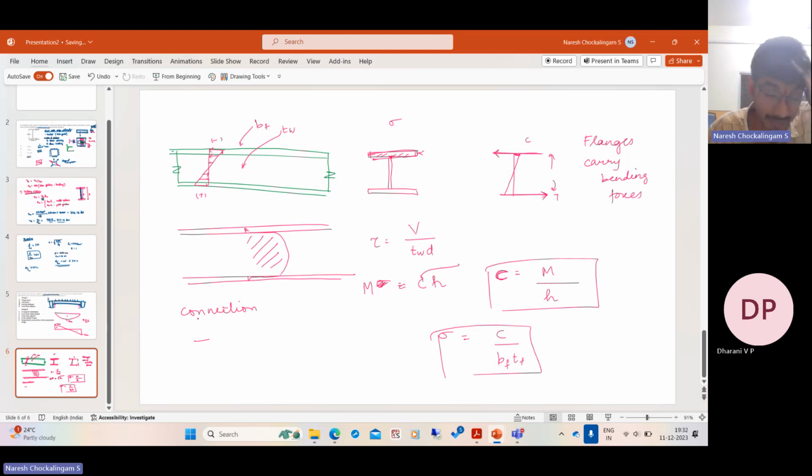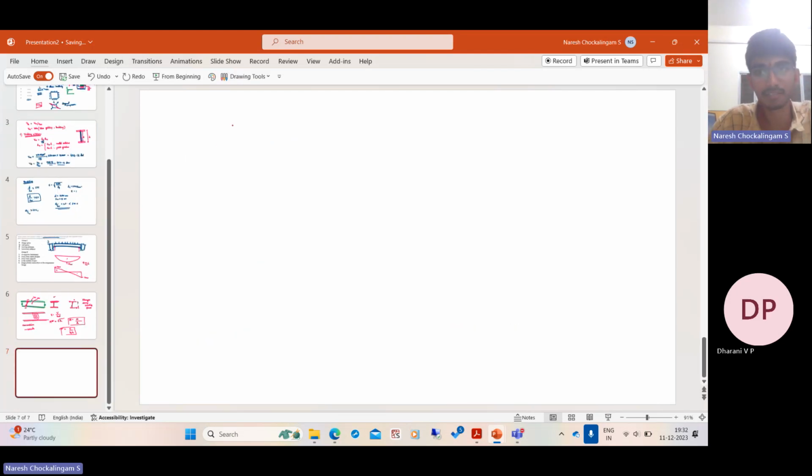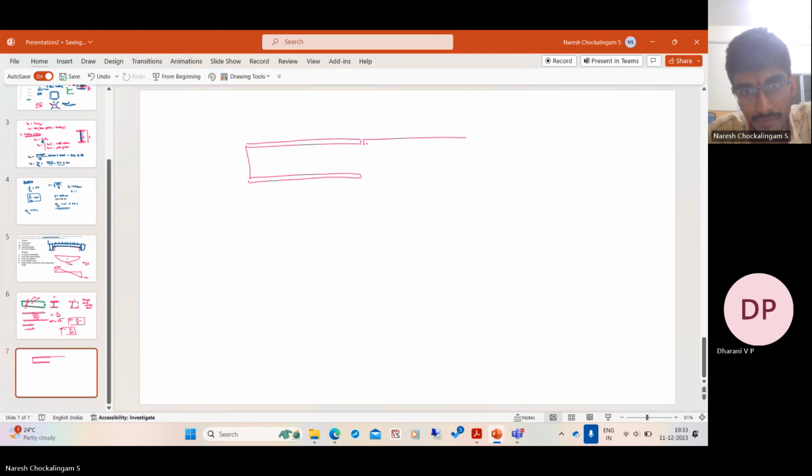a connection is a weak point, right? Now we'll see what flange splices are. When you have very long span structures, it is not possible to manufacture one long plate. So plates and rolled sections come in finite length. So what people do is they take one beam and they take another beam. Suppose the span is something like 30 meters, and the longest rolled sections we have are about 10 meters, then you have to make some connection.